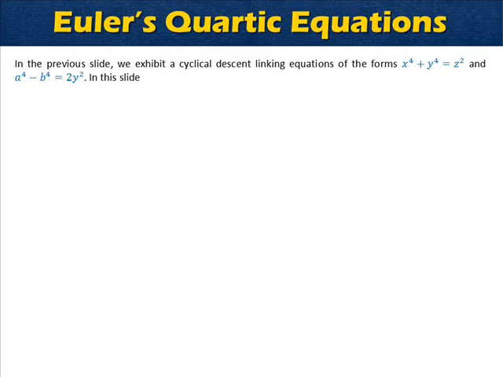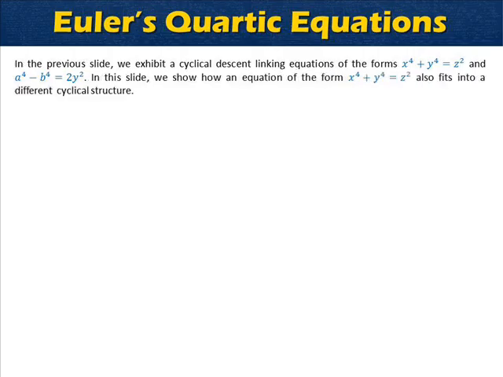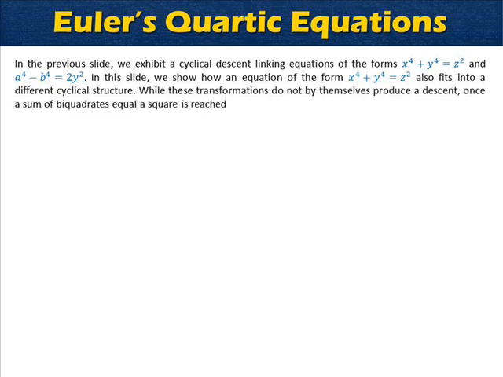In this slide, we show how an equation of the form a sum of 2 fourth powers equals a square also fits in a different cyclical structure. While these transformations do not by themselves produce a descent, once a sum of 2 fourth powers equals a square is reached, the previous cyclical descent can be applied.